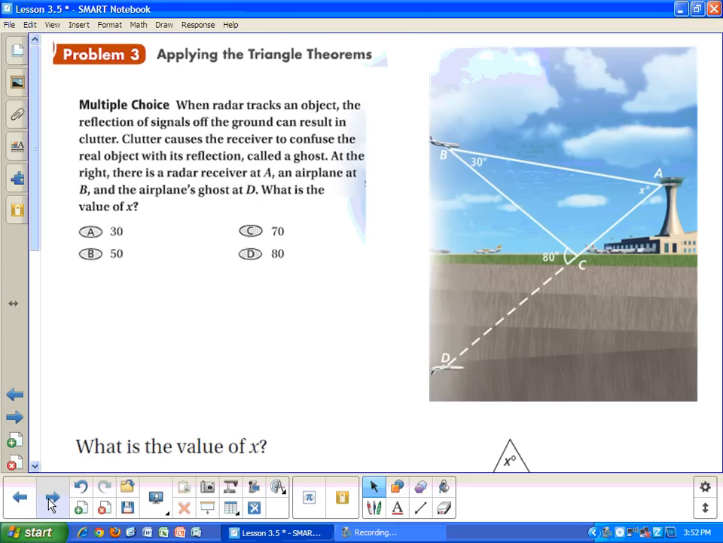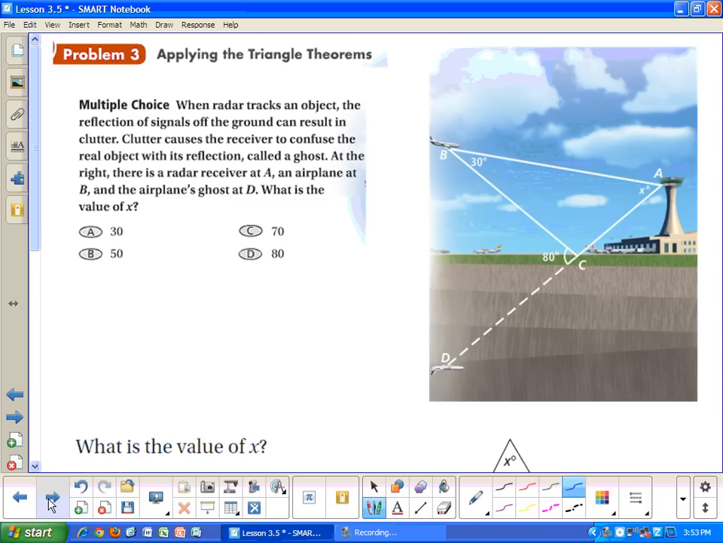All right, problem 3. When a radar tracks an object, the reflection of signals off the ground can result in clutter. Clutter causes the receiver to confuse the real object with its reflection, called a ghost. At the right is a radar receiver at A, an airplane at B, and the airplane's ghost at D. What is the value of X?